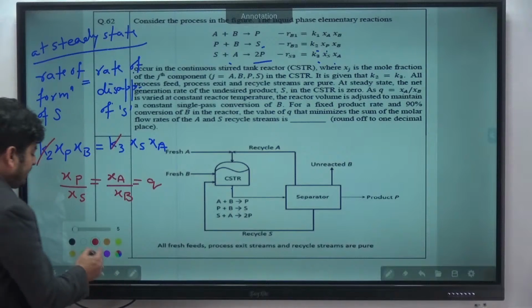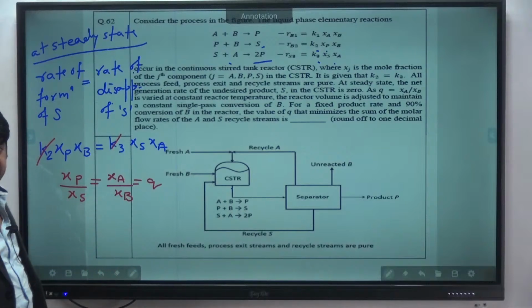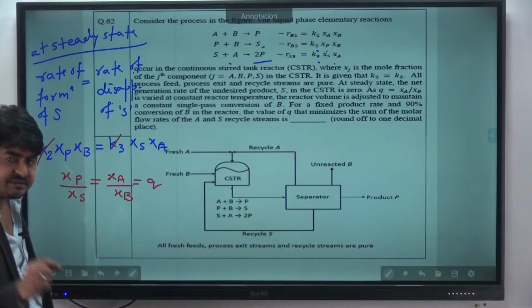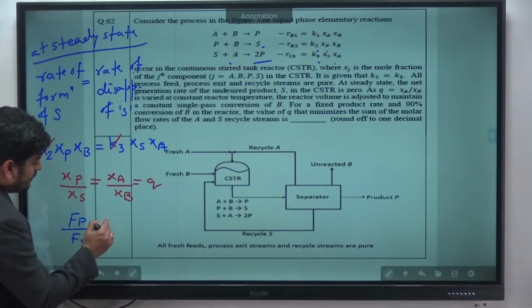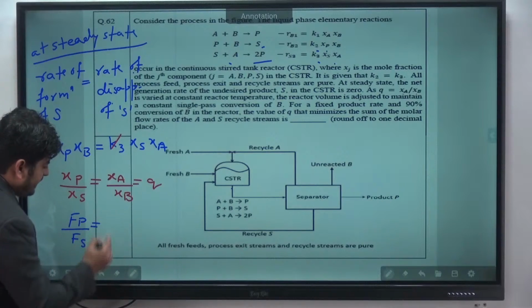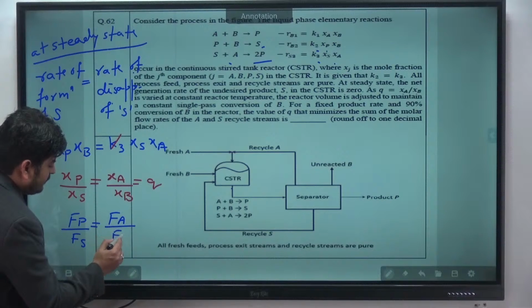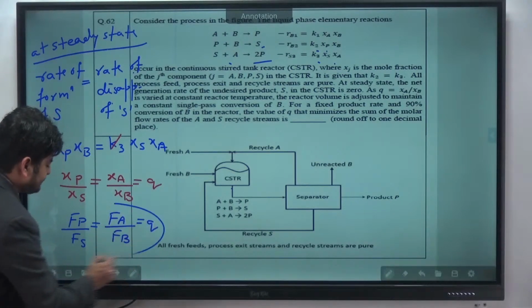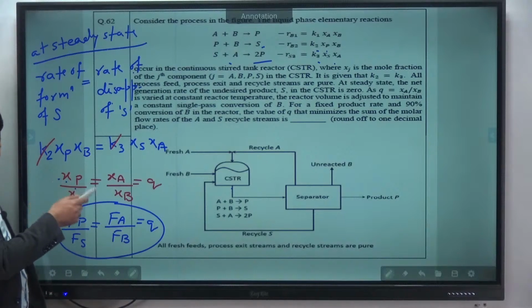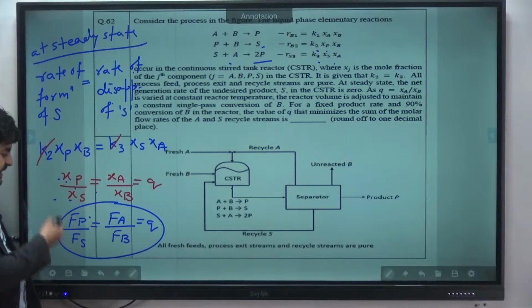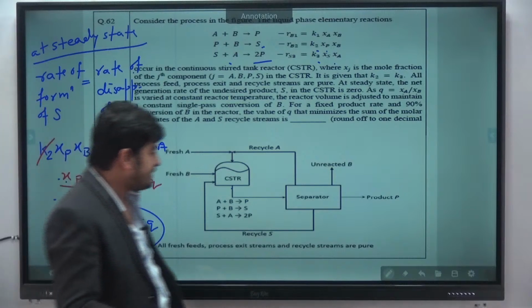And if you guys remember, the ratio of mole fractions is also equal to the ratio of moles. So that means here I can also say the molar flow rate of P divided by the molar flow rate of S will be equal to the molar flow rate of A divided by the molar flow rate of B, that is Q. Why? Because mole fraction of P means moles of P divided by total moles. Mole fraction of S means moles of S divided by total moles. Total moles will get cancelled. We are left with the mole ratio. So I hope you can understand this.